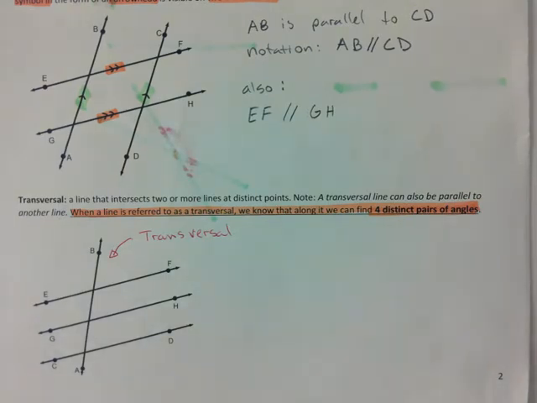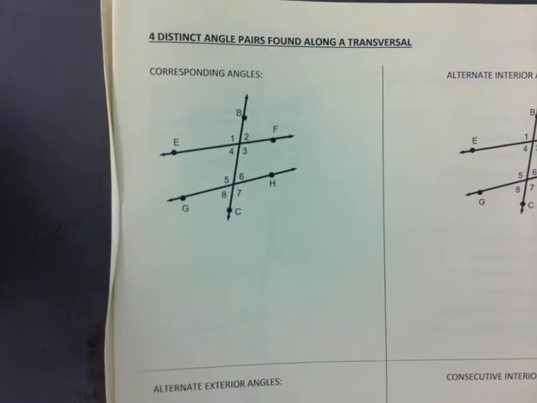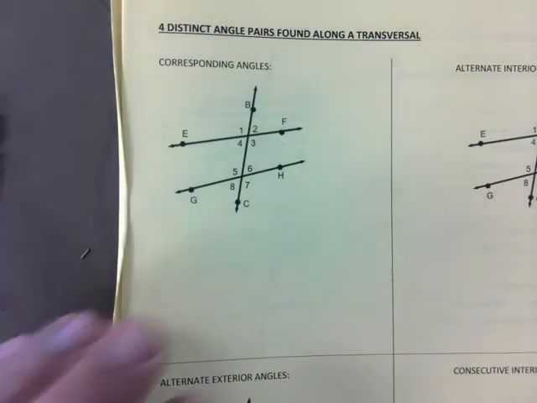Next. So this is where you are lucky to have a booklet. You don't have to sketch these things a bunch of times. So let's go over to page 3. So here are the 4 distinct angle pairs. You need to know these names.